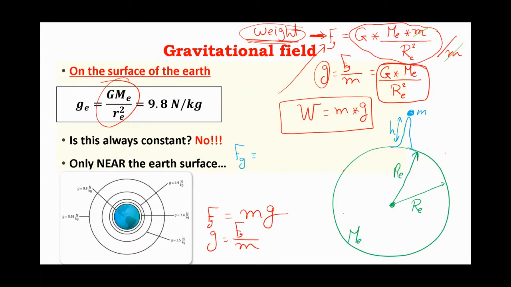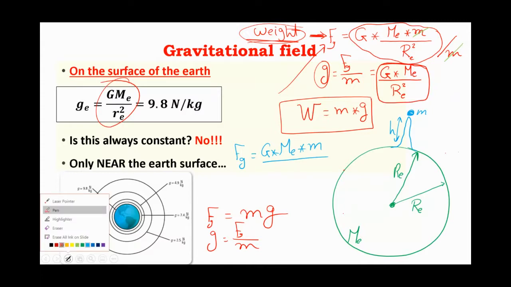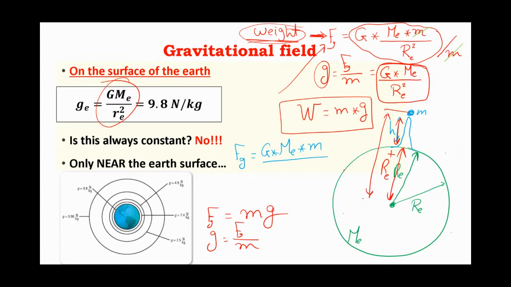The gravitational force Fg will be the big G times the mass of the Earth times the mass of the object, divided by what? Divided by the distance squared. The distance here is not the radius, but the radius RE plus the height h. So the distance now is this total distance. Let's call it d. It's RE plus h. So I can say it's divided by (RE plus h) squared. Okay, so this is if you are at a certain height from the surface.